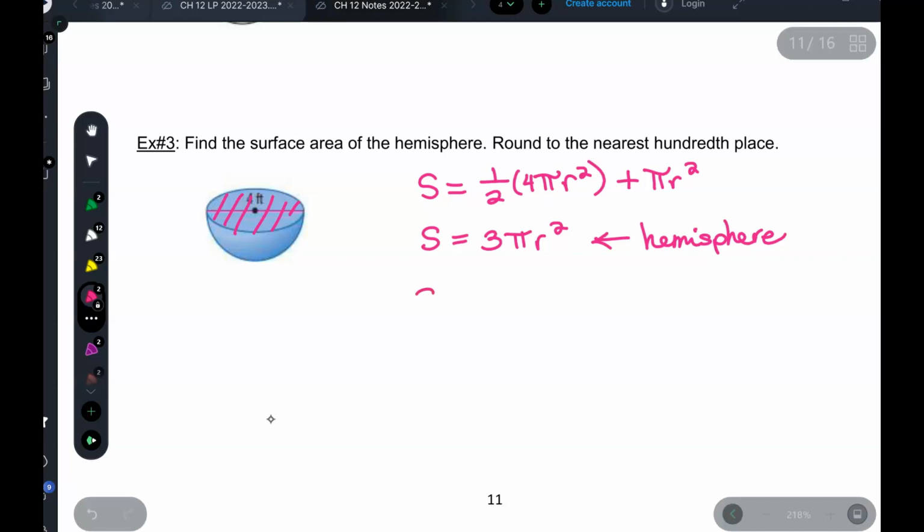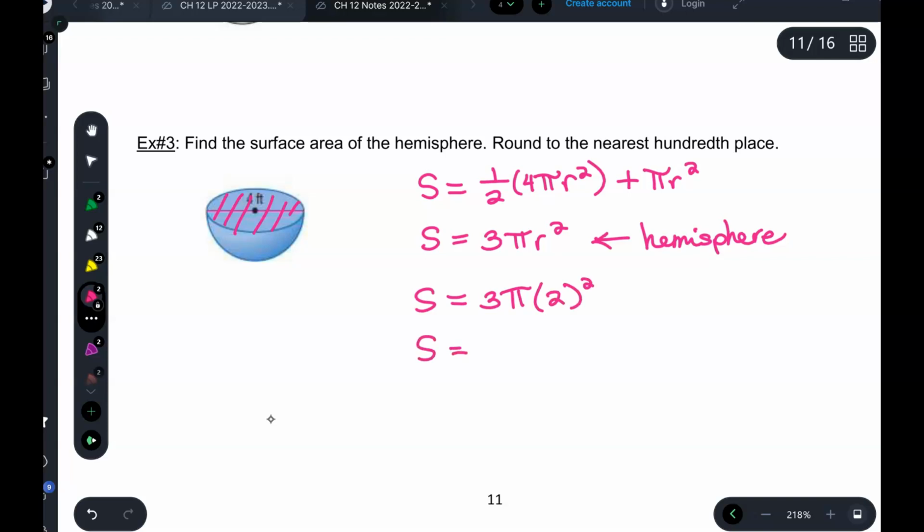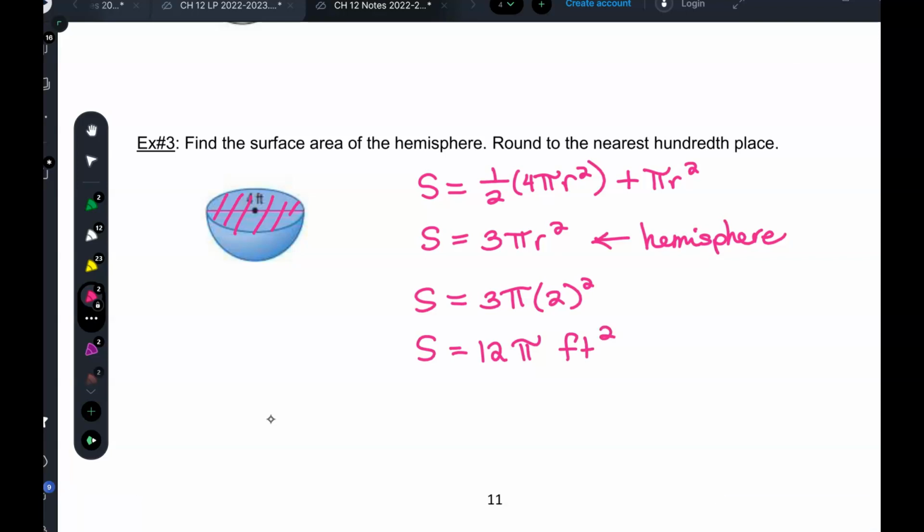Oh, it's so easy to remember. Whoa, this was such a quick one. So 4 times 3, so 12 pi. It's 3 pi r squared, because you add the pies. 12 pi. Okay, and what's 12 times pi?